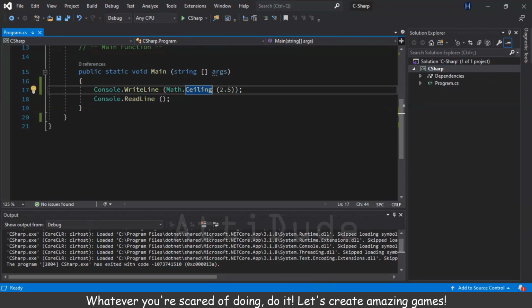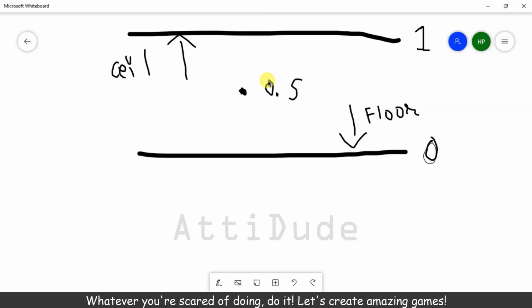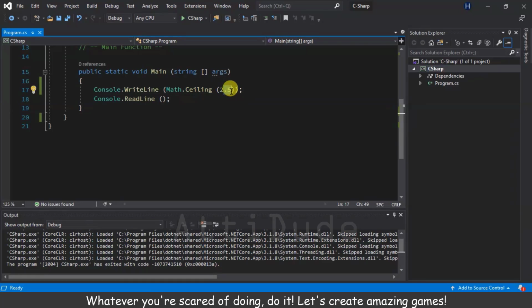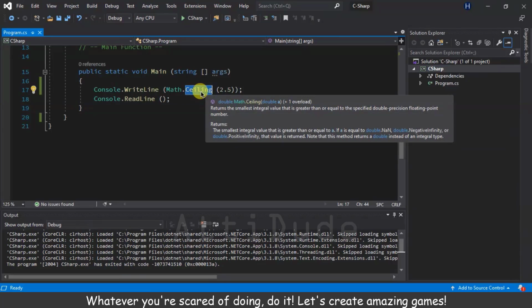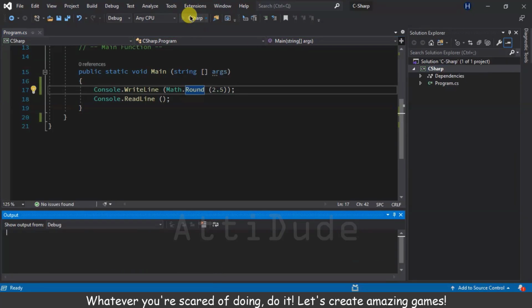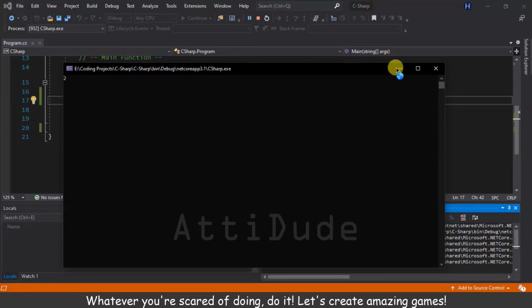because if we ceil any number, as we saw here, it's gonna give the number greater than that. In our case, it's gonna be 1. So if it is 2.5, it's gonna make that the number greater than that, and that will be 3. This was Math.Ceiling. We can write Math.Round. We got 2.